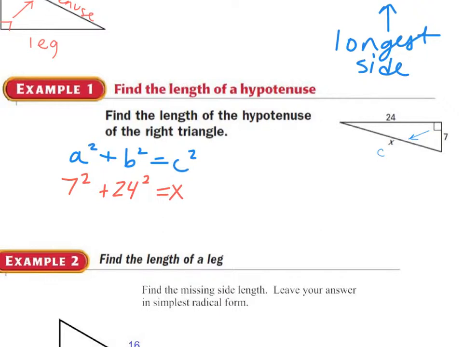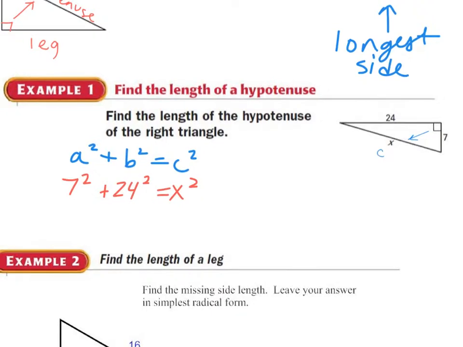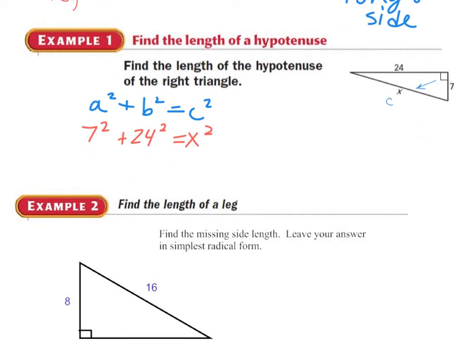You can use your chart from yesterday to look at the squareds. 7 squared, I hope we have memorized. It is what? 49. 24 is a good one to memorize because it comes up a lot. 24 squared is 576. Add these up. Then we take the square root to get rid of the square. Can you please solve for the hypotenuse?